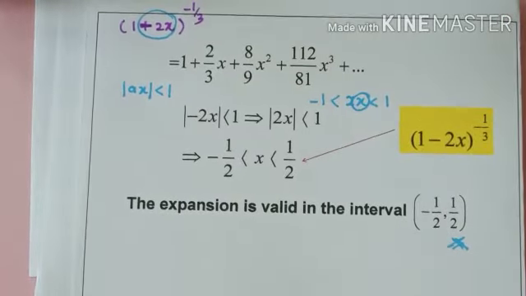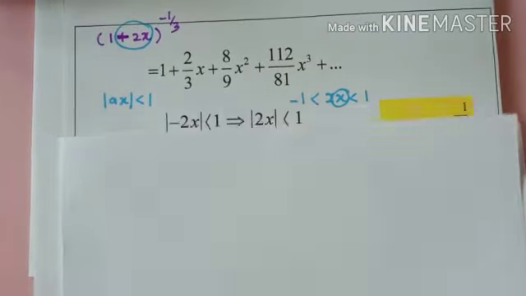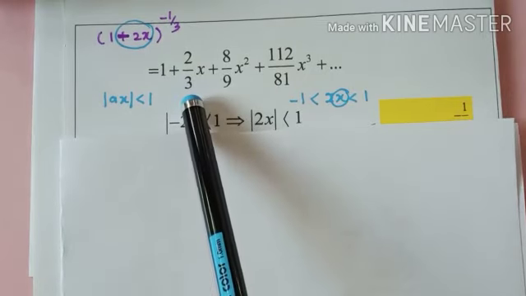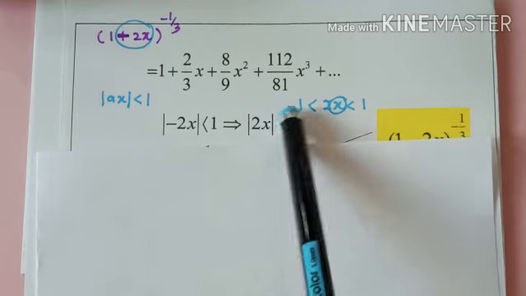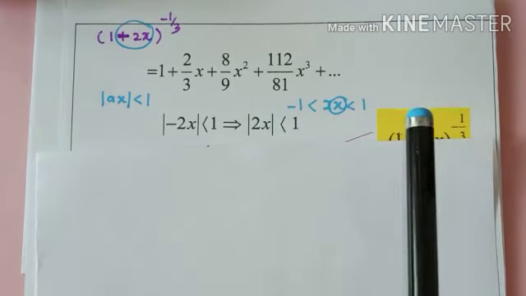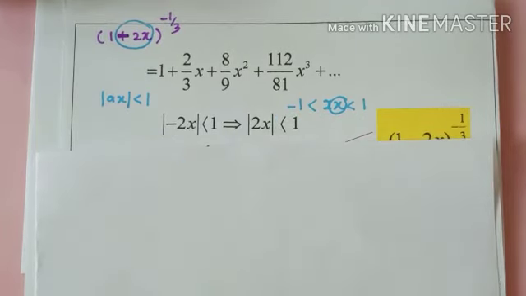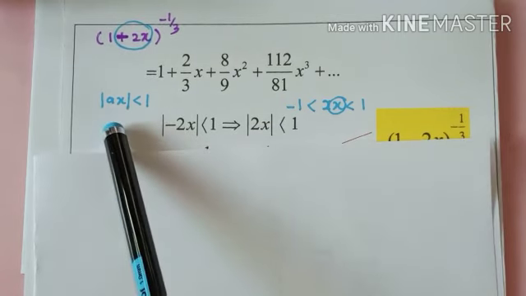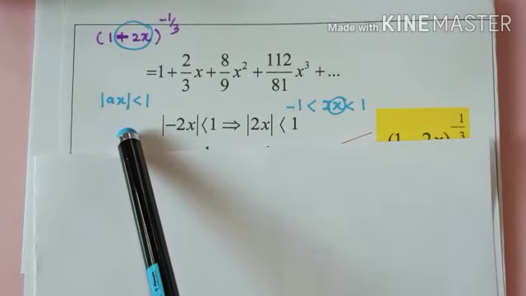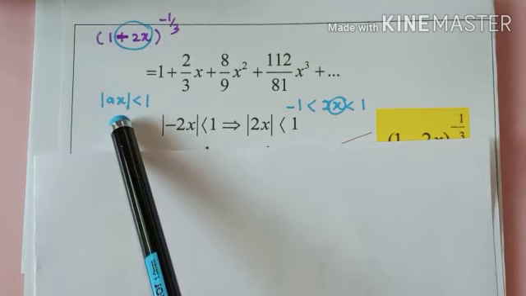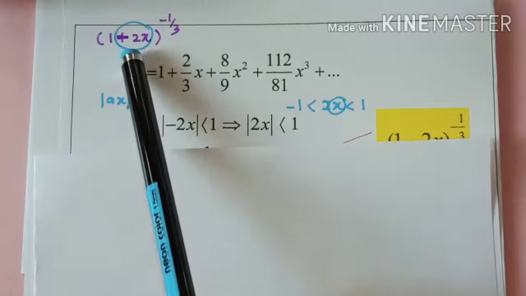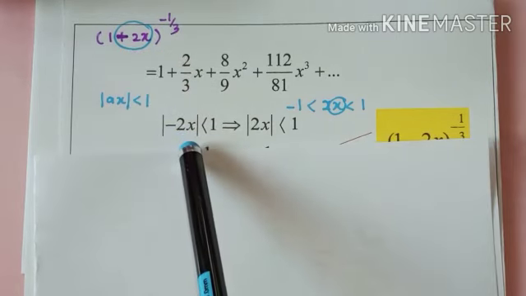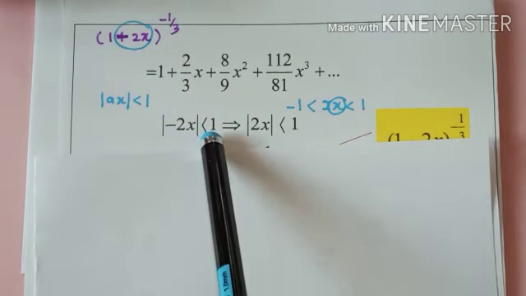After that, we can write down the final answer of the expression: 1 plus 2 over 3x plus 8 over 9 x squared plus 112 over 81 x cubed plus dot dot dot. After that, we have to write down the validity for the expansion. According to the condition, the modulus of ax less than 1. In our example here, a refers to the value of negative 2. Then you have to put modulus of negative 2x less than 1.